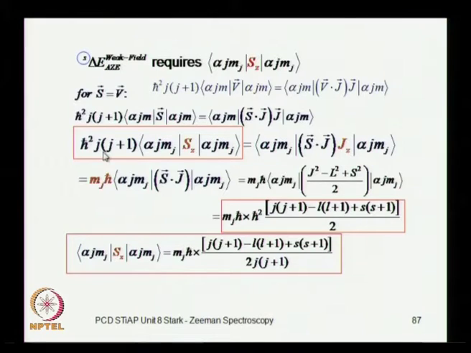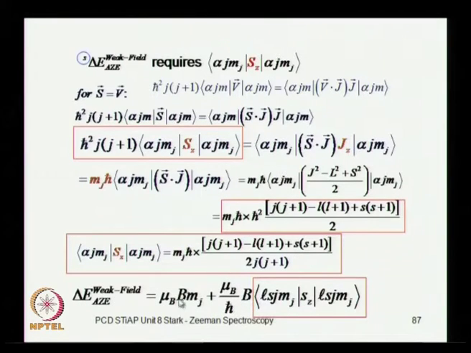So, you cancel this h cross square with this h cross square, move this j into j plus 1 to the right, it comes in the denominator, and this is the result that we were looking for. This is precisely the term that you needed to get the correction for the weak field Zeeman effect. So, this is the correction now.